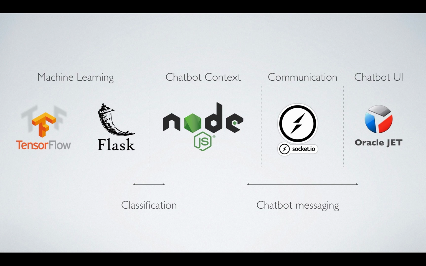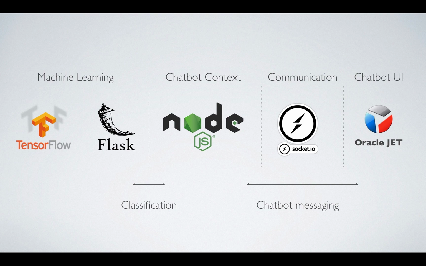We're using Socket IO for asynchronous communication in both ways, from the client to the backend and from the backend to the client. So the backend, at any time, can push a message to the client and it will be displayed. At the same time, the client sends a message to the backend, and once the response is built, it's sent back to the client.